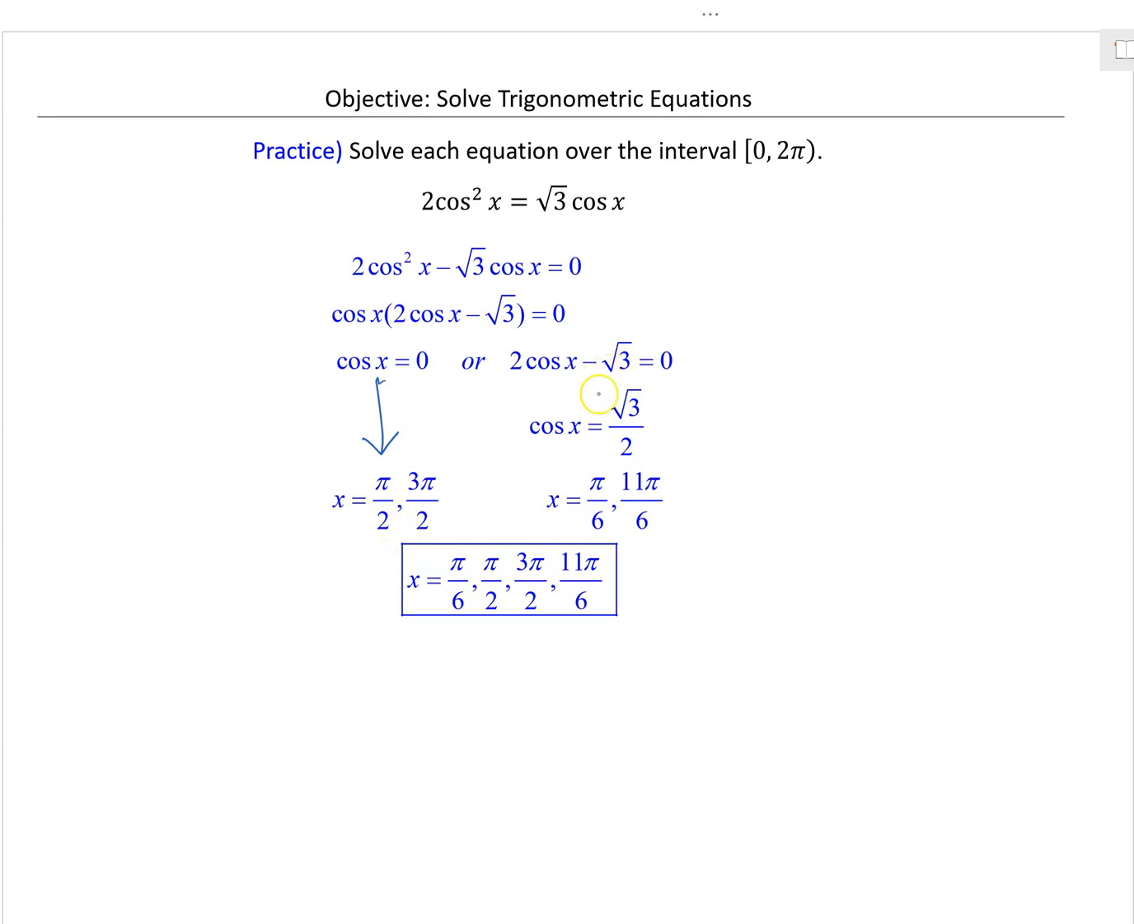Here we'd add the square root of 3 and divide by 2, so now we're looking at what angles have a cosine of root 3 over 2, and those are our sixths in the first and the fourth quadrant where x is positive, cosine is positive. That's your 11 pi over 6 and your pi over 6. Notice here they're written in order from least to greatest. That is something you want to consider.